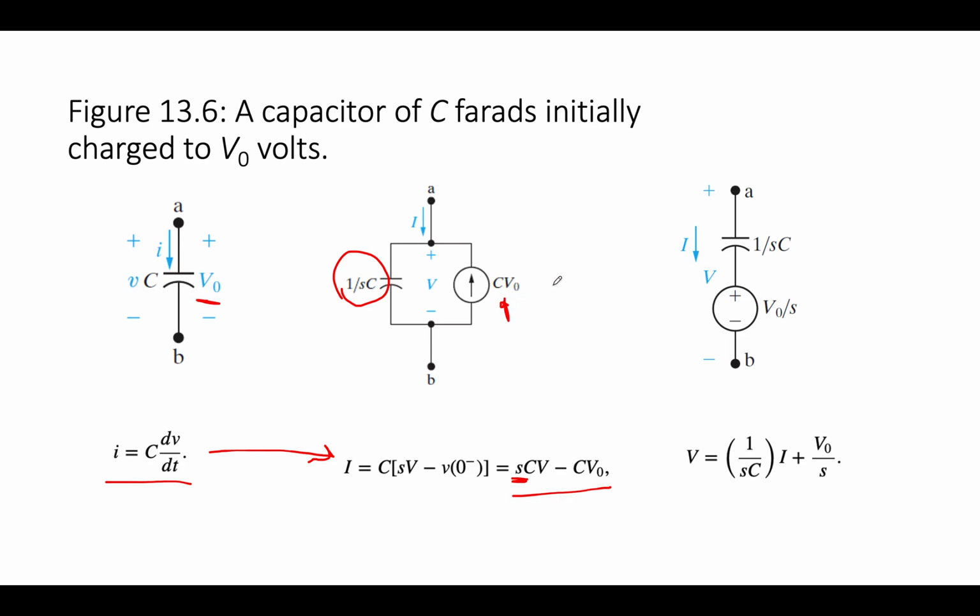Now once again, it's most common in a capacitor to take a source transformation and represent that as an impedance in series with the voltage source. Doing the source transformation, the voltage source becomes V0 over S, which is a Laplace domain representation of a DC voltage source that turns on at t equals 0. The capacitor becomes a capacitive impedance having a value of 1 over SC.